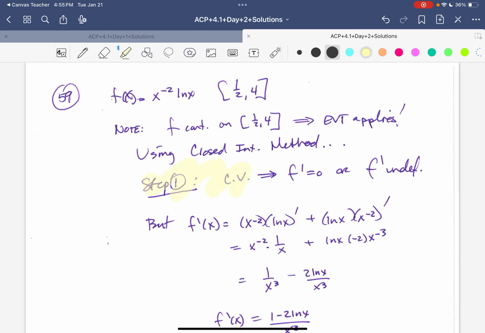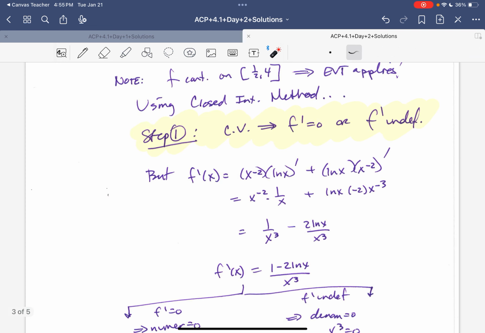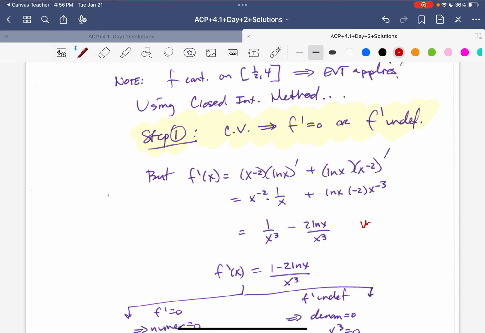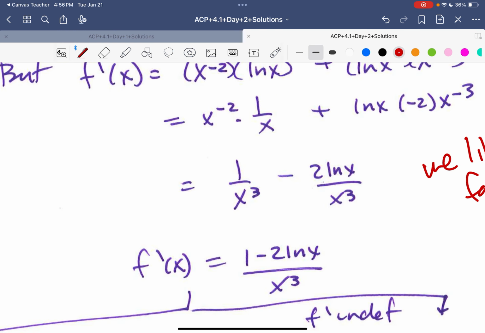I say, look, critical values are where the derivative is equal to 0 or undefined. I take my derivative. I do the product rule. First derivative second, second derivative first. And I get this, but notice it's two terms. And we like factored fractions. So either things that are factored or things that are fractions. Turns out here, I just want one term, that one fraction.